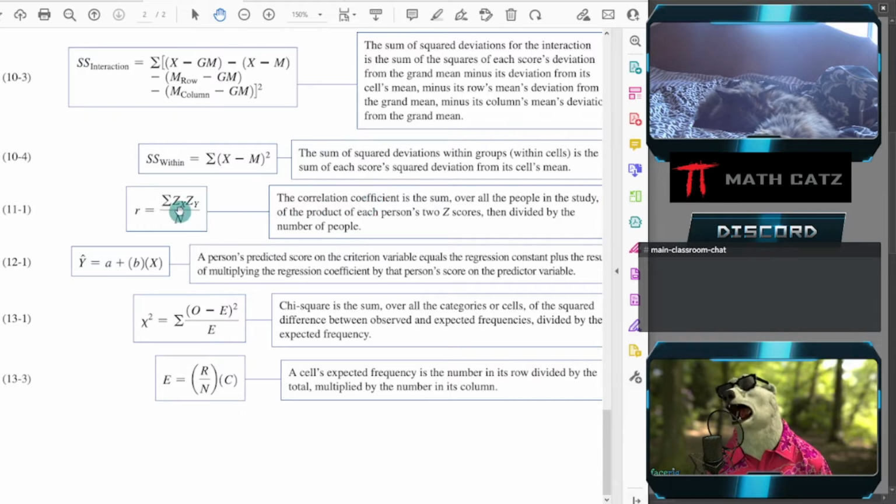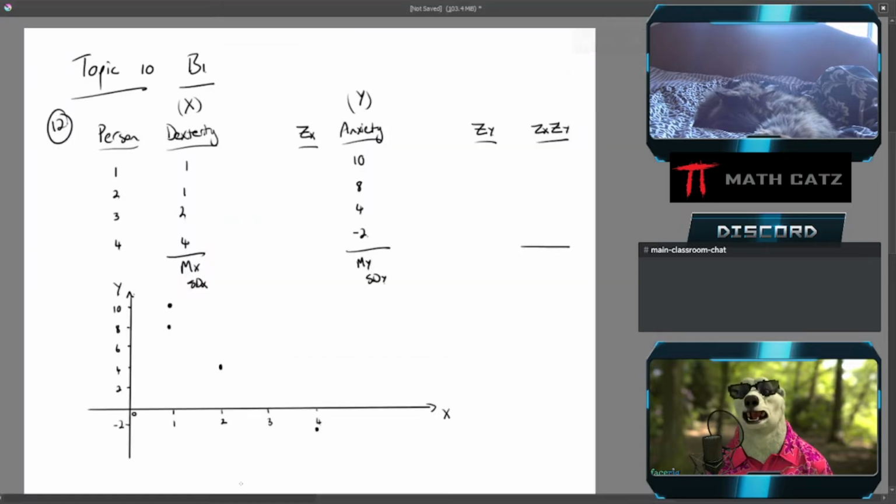You see, we add up those products of the z-scores over all the people in the study, and then divide by the number of people. So once we have those, our correlation coefficient will be pretty easy to calculate. Okay, now let's look at X first. How do we get the z-score again?